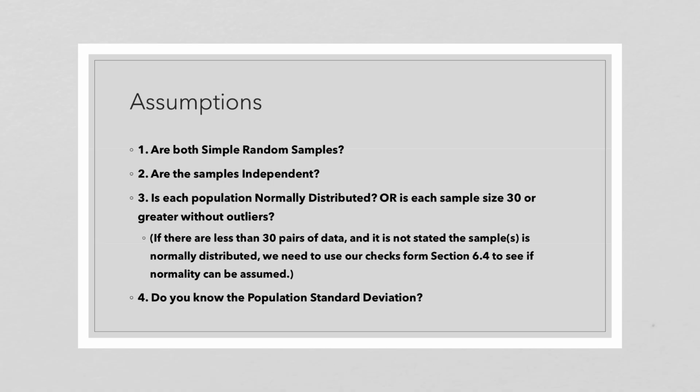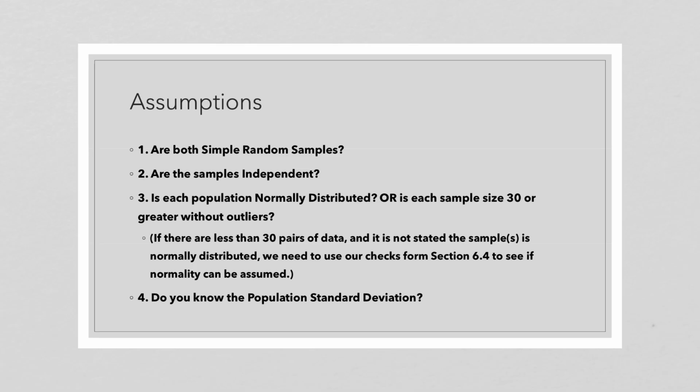So moving right along, we will go through the same assumptions that we went through for the hypothesis test as well. Do we have a simple random sample? Are the samples independent? Do we know if the populations that the samples came from are normally distributed, or do we have sample sizes of 30 or more? And remember, if we have sample sizes that are less than 30, then we need to go through our checks that we learned about in section 6.4.